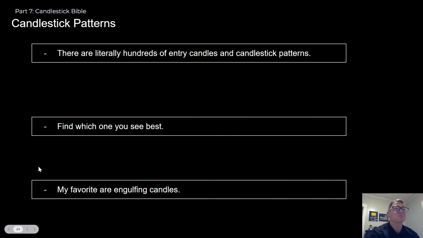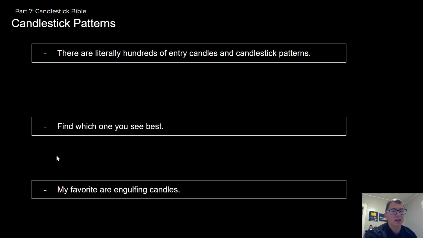other way. So understand that, like I've said multiple times, guys, I don't claim to be an expert. I don't claim to know everything about markets. There are literally hundreds of entry candles and candlestick patterns and different ways to take entries off of these. All I'm doing is showing you my favorites and the things that I like to do. Now, don't get me wrong, I'm sure that there are better ones out there, so do your own research and find out which one you see best, right?